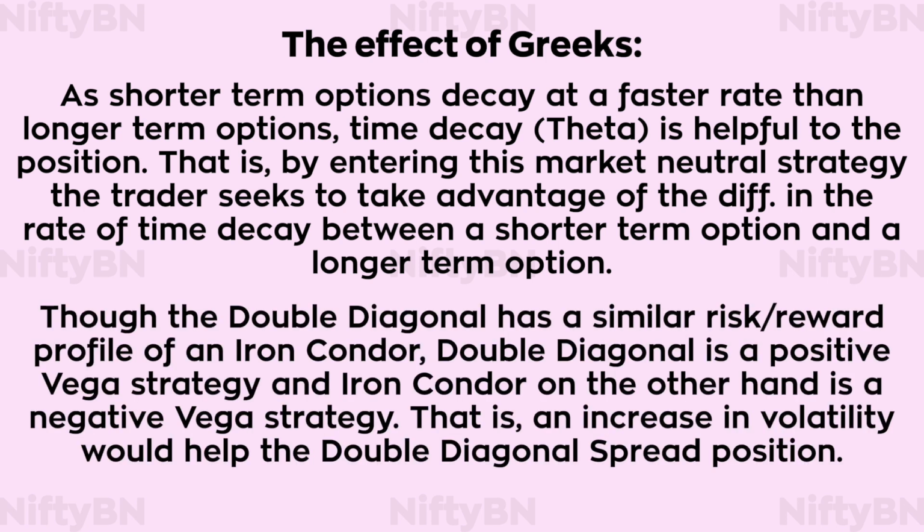Though the double diagonal has a similar risk reward profile to an iron condor, the double diagonal is a positive Vega strategy, and the iron condor, on the other hand, is a negative Vega strategy. That is, an increase in volatility would help the double diagonal position.